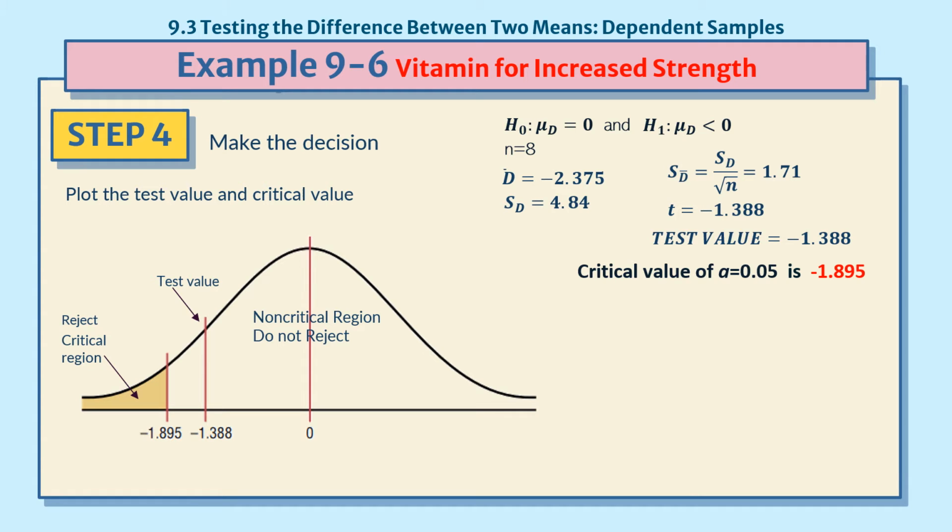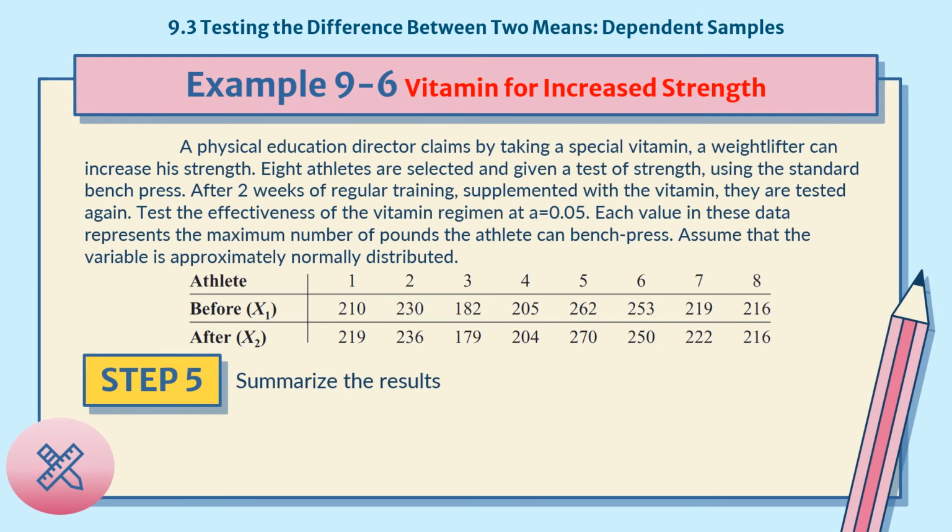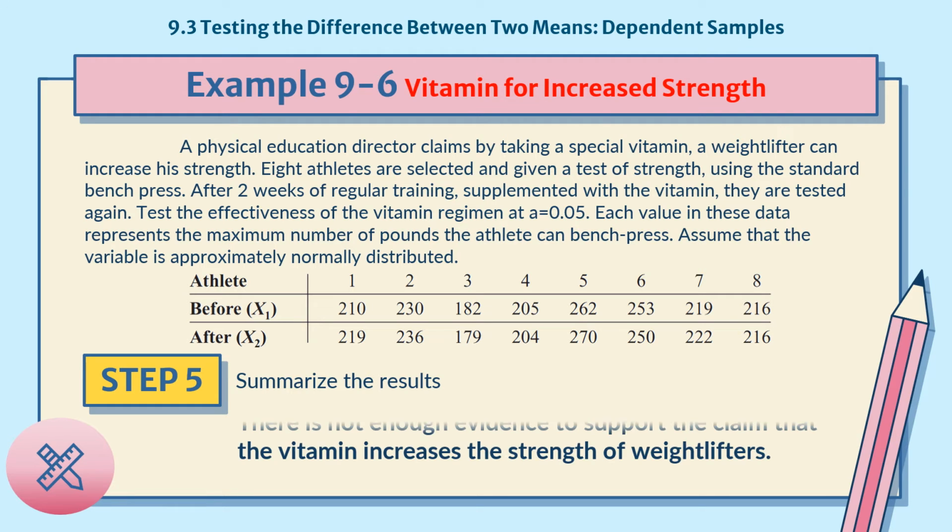And since our test value falls on the do not reject region, or the non-critical region, the decision is not to reject the null hypothesis at alpha 0.05, since negative 1.388, our test value, is greater than our critical value, which is negative 1.895. So last step, we have step 5, summarize the results. There is not enough evidence to support the claim that the vitamin increases the strength of weightlifters.